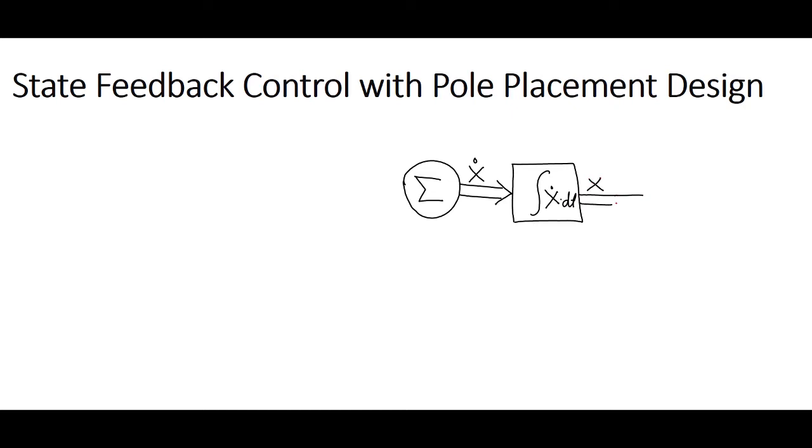We will discuss another part, that is state feedback control with pole placement design. So, first we will discuss the system model. This is x dot, the derivative of the state vector of the system. This is the integral of x dot dt. Output is x.